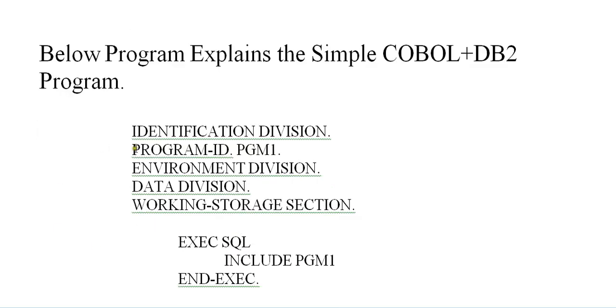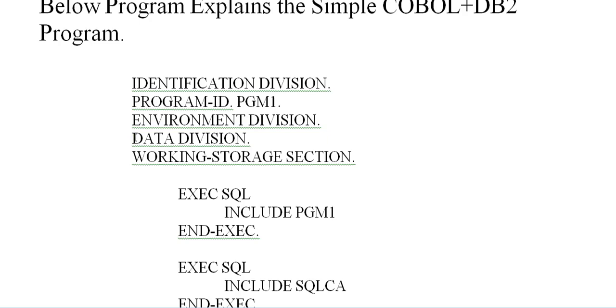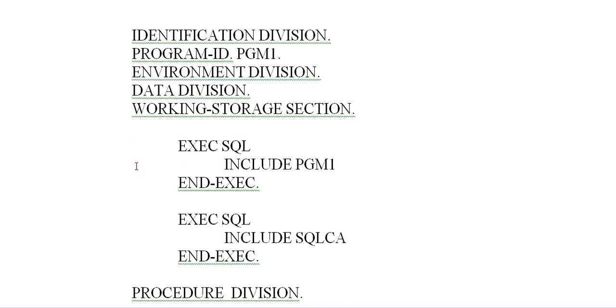So this would be your COBOL program as usual: identification division, program ID, environment division, data division, and working storage section. In the working storage section, you need to call your copybook. Using DCL gen, you might have created the copybook by calling your table. So include program one. It will have your entire table structure and the host variable values. That gets expanded when you use the EXEC SQL and END-EXEC statements.